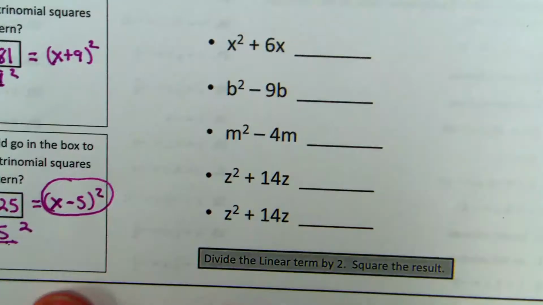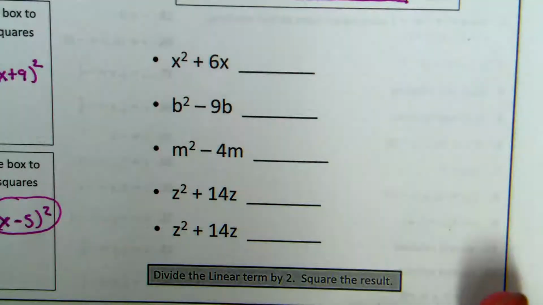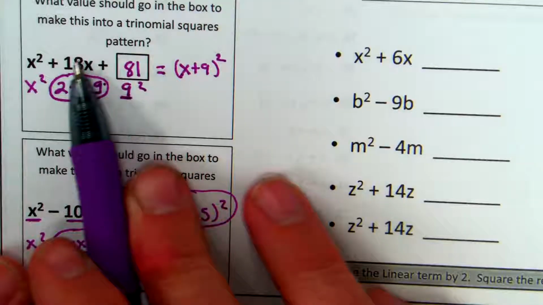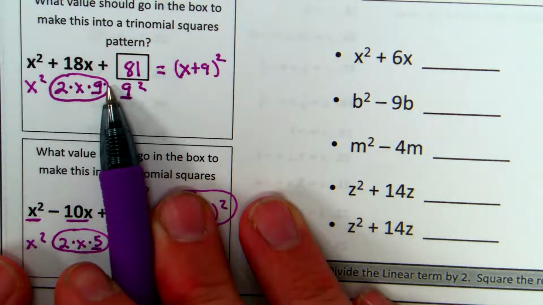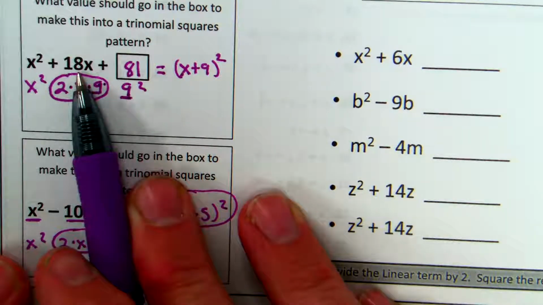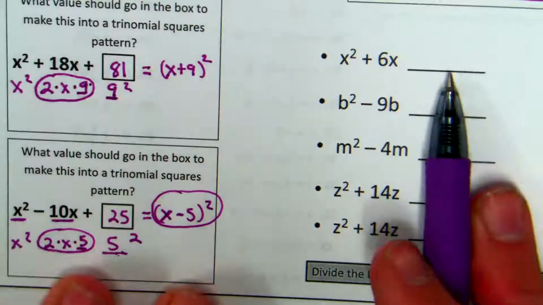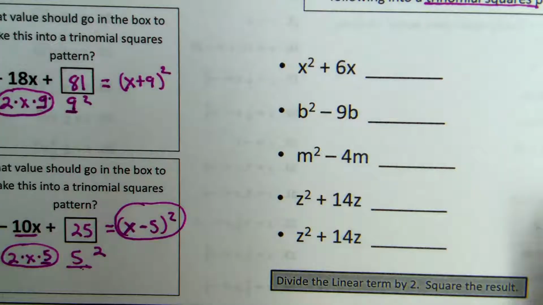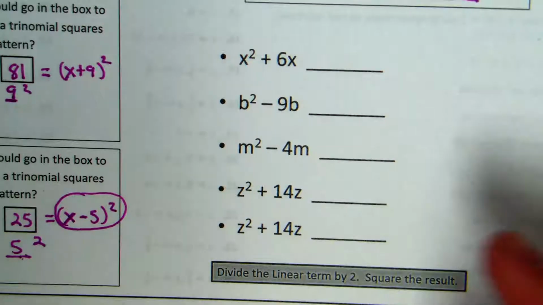Now, I do have several more here that I'd like you to try. I would suggest trying this by pausing the video. I would make a suggestion to you before you do that. Notice that this number right here is half the 18, and this number is half the 10. That may be helpful to you as you try these 5. Here again, pause the video, try these, and then restart the video. I'm going to keep going.